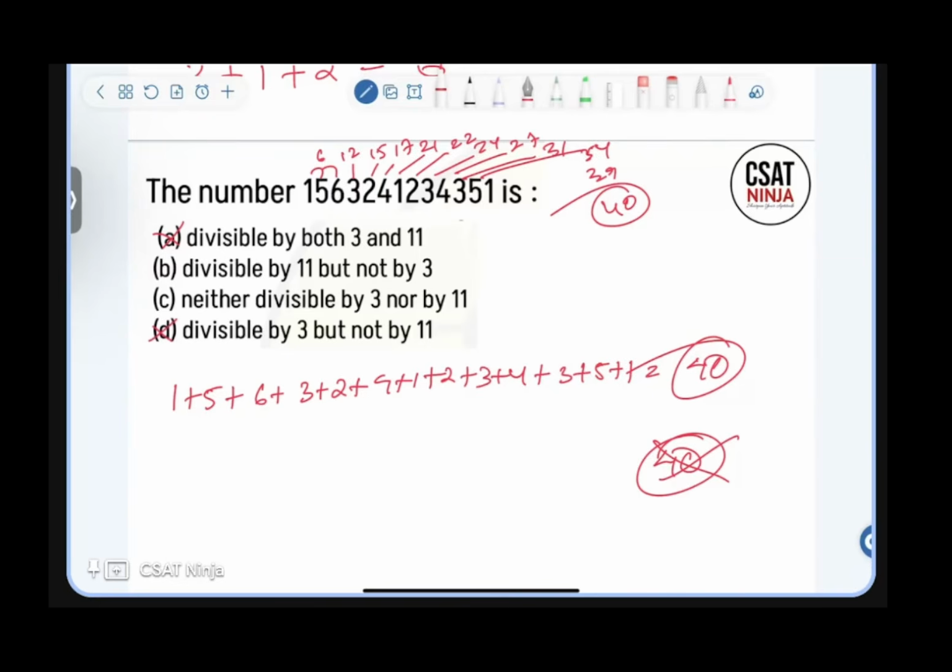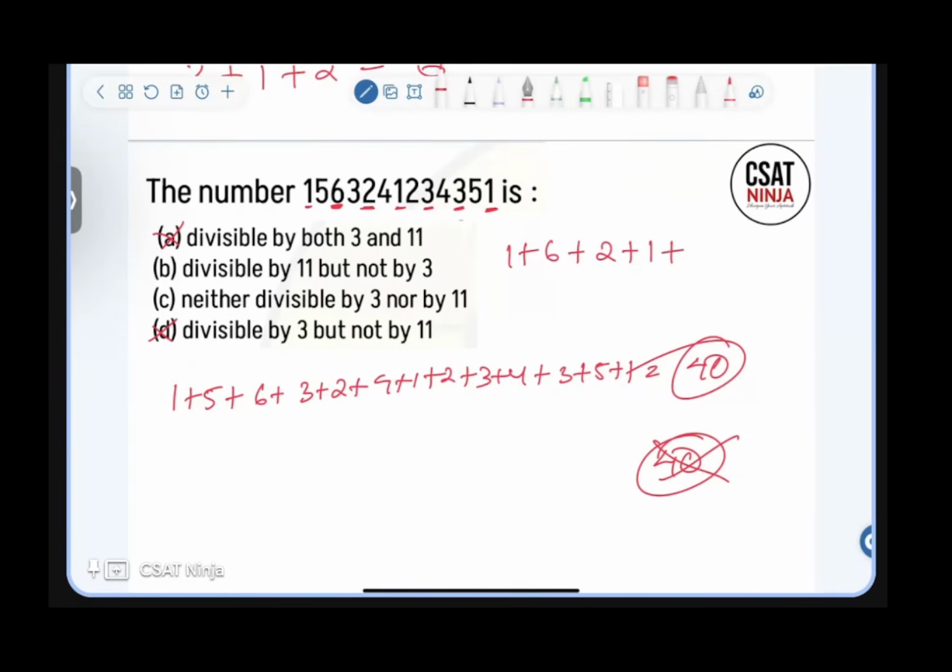Now, let us find the even places and odd places sum. Odd places here are 1, 6, 2, 1, 3, 3, 1. So let's check that. 1 plus 6 plus 2 plus 1 plus 3 plus 3 plus 1. Let us sum and check. 1 plus 6 is 7. 7 plus 2 is 9. 9 plus 1 is 10. 10 plus 3 is 13. 13 plus 3 is 16. 16 plus 1 is 17. I'm getting 17 for the odd digit sum.